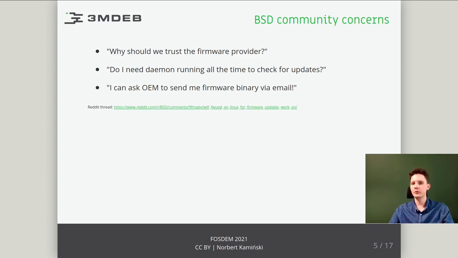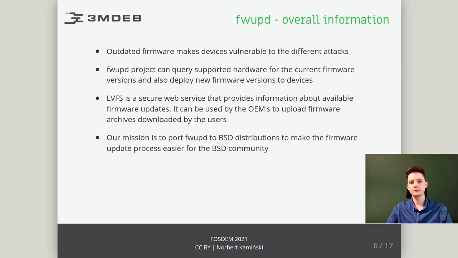The main objections were: why should I trust a firmware provider? Do I need a daemon running all the time to check for updates? And I don't need the fwupd project because I can send an email to the manufacturer and then update my firmware by USB stick. Let's go to some overall information about the fwupd project.